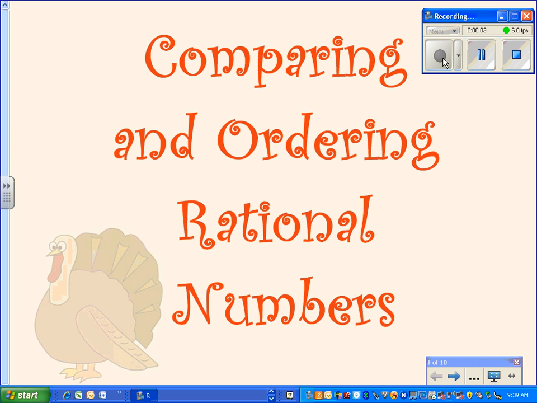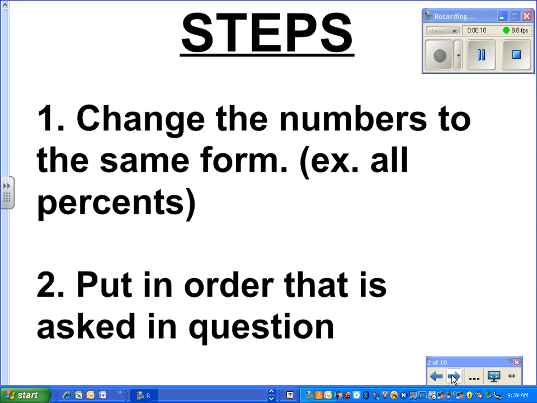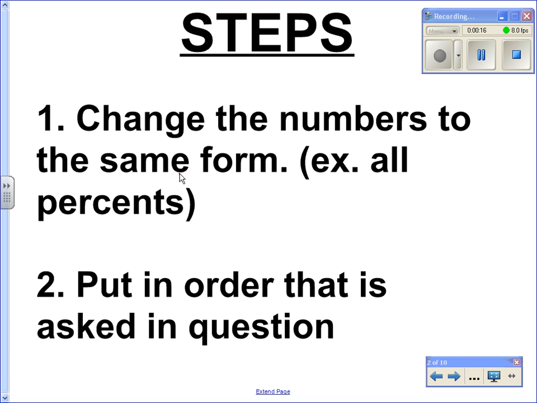Today I'm going to talk about comparing and ordering rational numbers, which is the activity that we did in class today. Remember, a rational number is anything that is a fraction, decimal, or percent, or a whole number. So the first step when you're comparing and ordering rational numbers is you have to put the numbers into the same form. Every time, they have to be in the same form. Okay? And then you put them in the order that is asked for in the question.